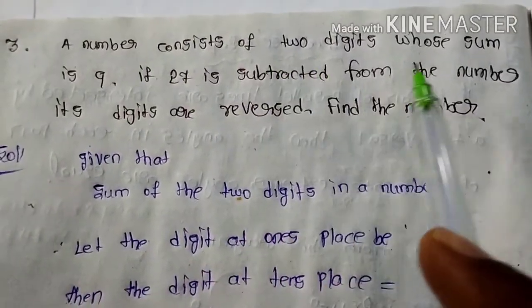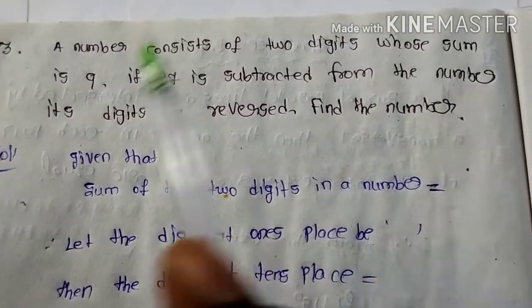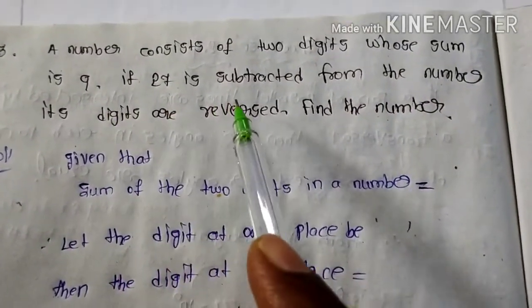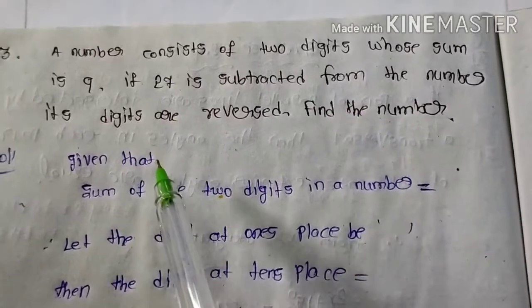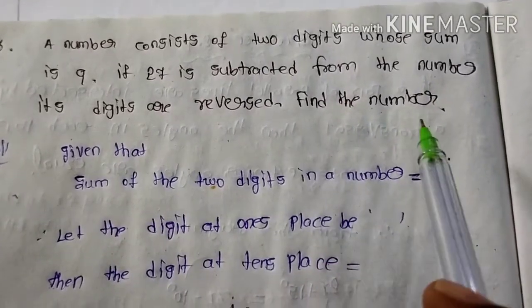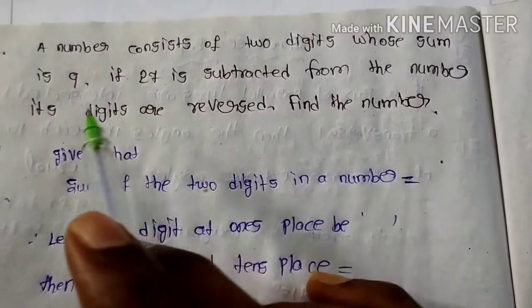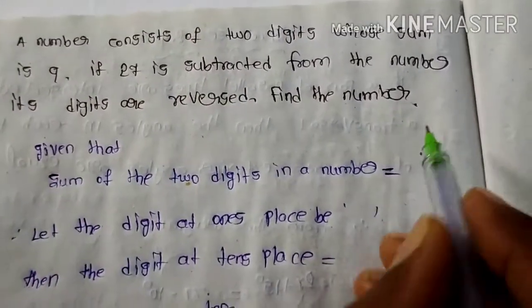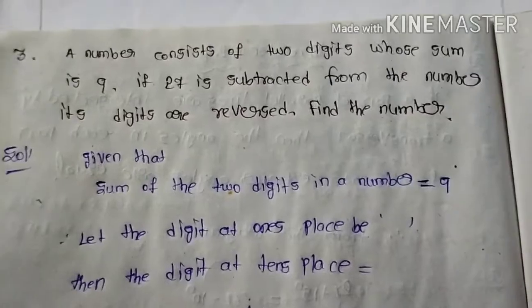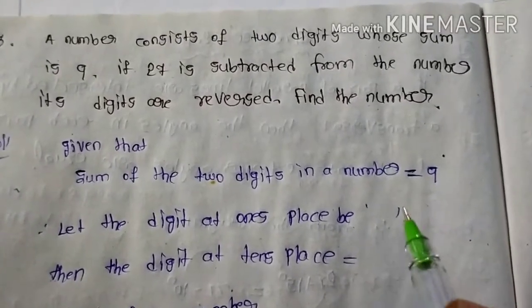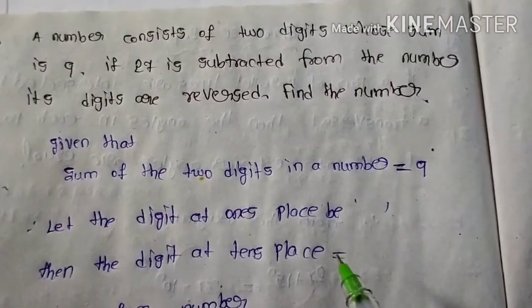Question number 3. A number consists of 2 digits whose sum is 9. If 27 is subtracted from the number, its digits are reversed. Find the number. First of all, I am writing here, given that the sum of the digits in a number is how much? Sum of the digits in a number is 9 or not? Yes, you can write here 9. We don't know which is the digit at 1's place and 10's place.